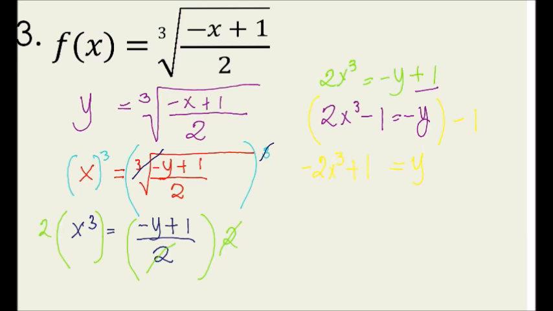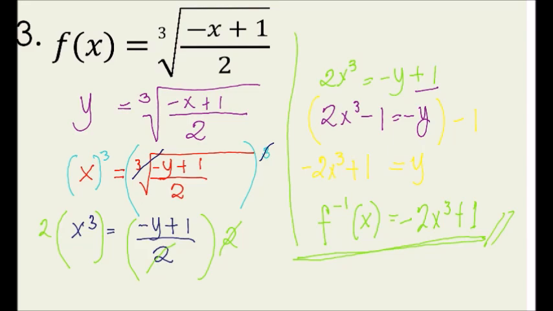After that, we replace y with f inverse of x, and then equals negative 2x cubed plus 1. This is now the inverse of the function f of x.